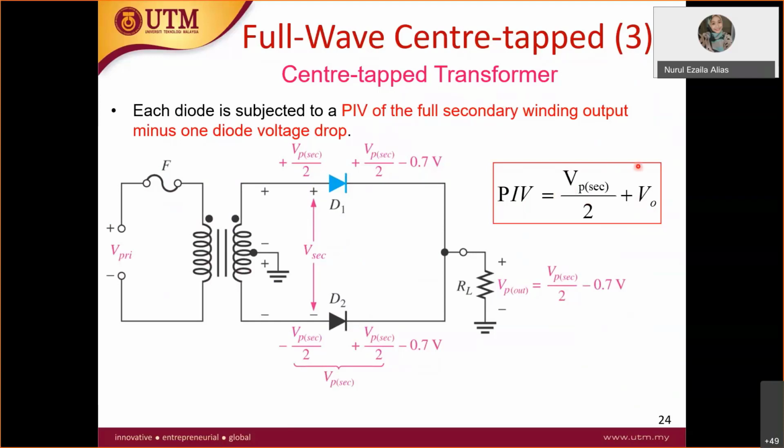It is actually during the first half of the cycle here. When the top of the transformer secondary is positive, D1 will conduct current and offers almost zero resistance, meaning it is forward bias or turned on. For this case, D2 will be off. Since D2 is off and reverse bias, you can calculate the peak inverse voltage across D2, which is given by this equation.